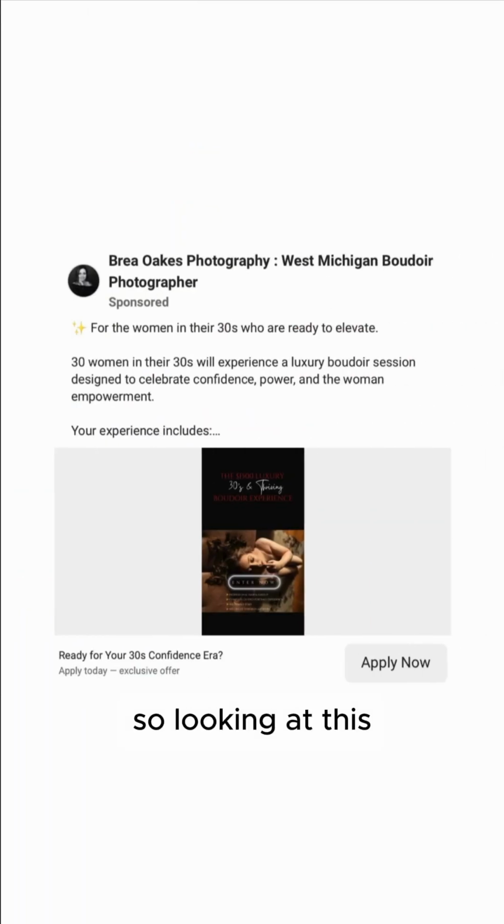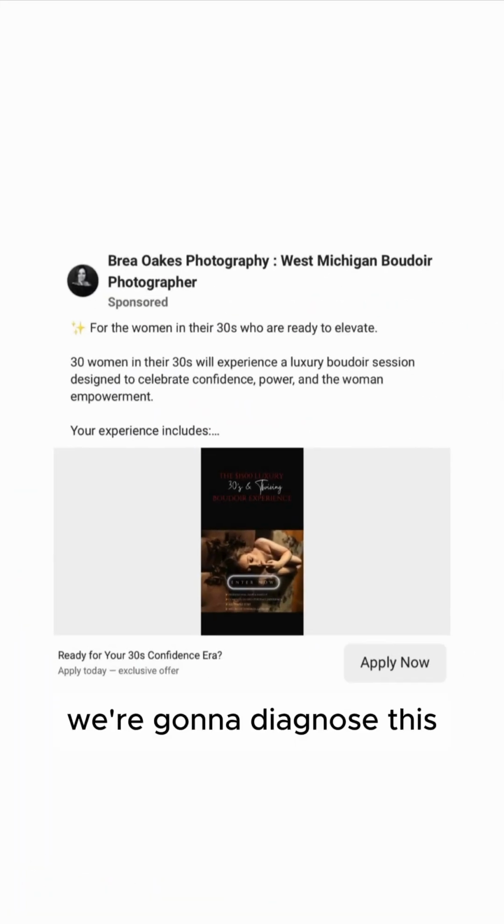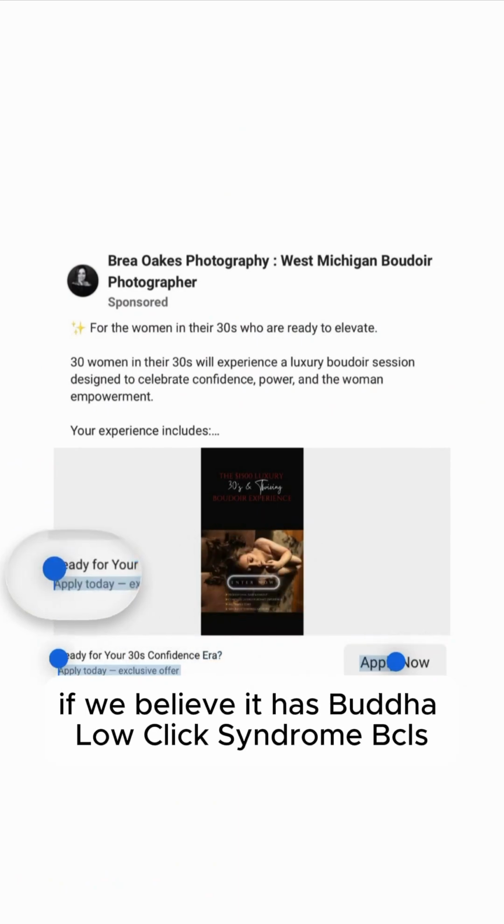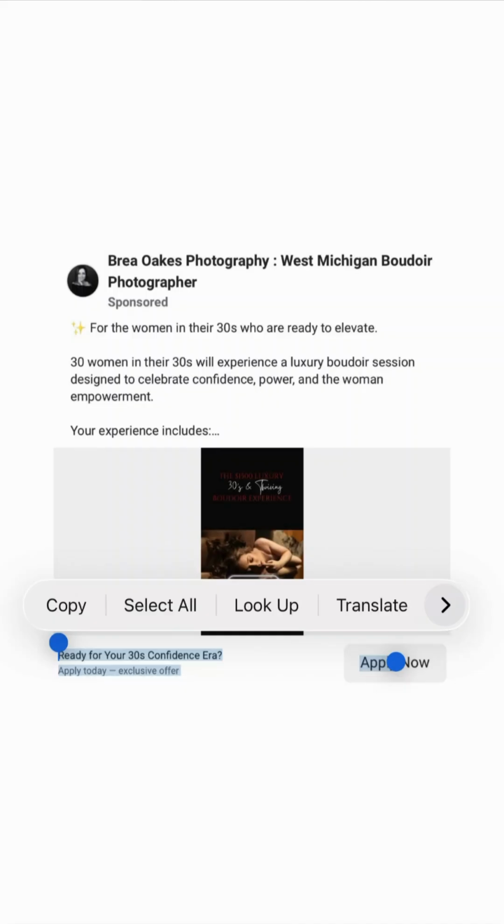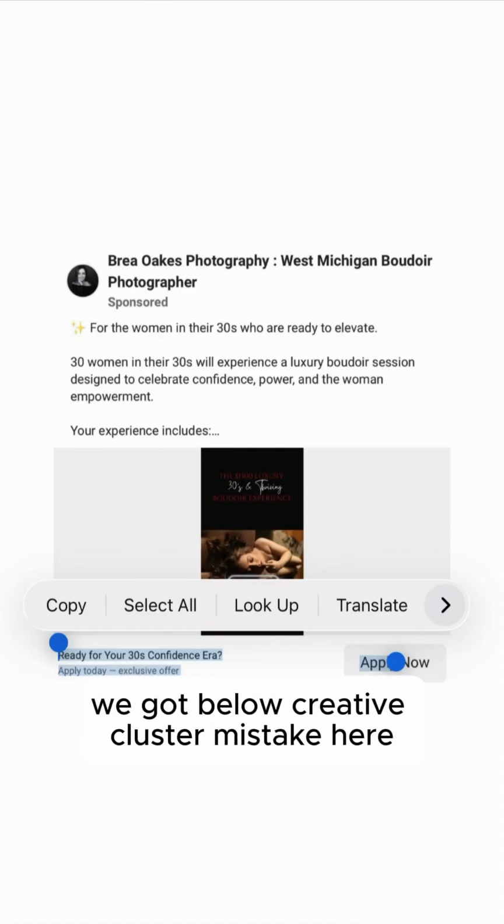So looking at this, we're going to diagnose whether we believe it has Boudoir low click syndrome, BLCS. See if its unique CTR is under 6%. So the unique CTR, let's see. We've got the below creative cluster mistake here.